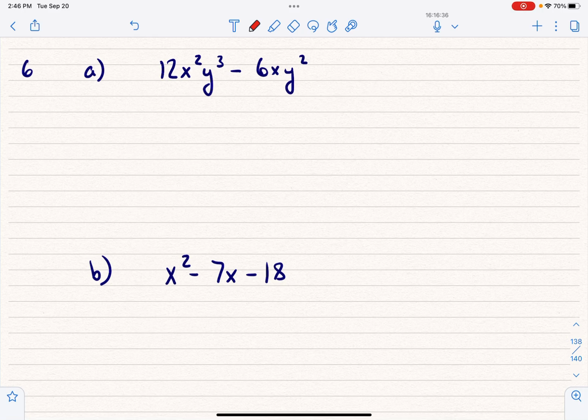The first one is, hey, just factor. What do these two things have in common? Well, they both have a 6 inside them. They both have at least one x inside them, and they both have y squared inside them. And if you look, that's all of this second term.